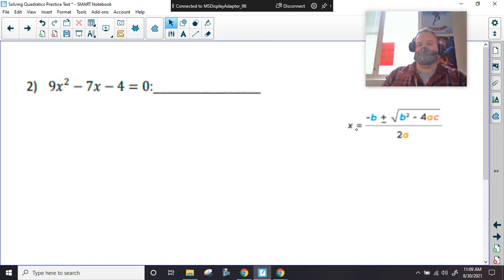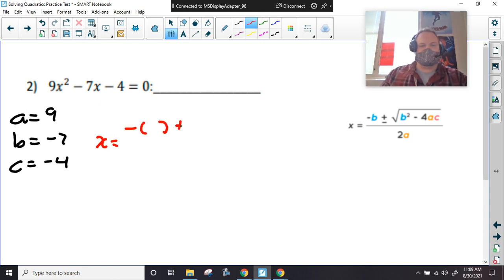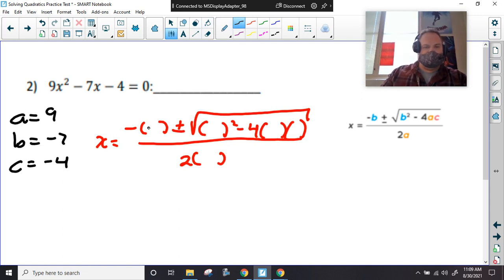Now, there's the formula. So I have to find my A, my B, and my C. So A is 9, B is -7, C is -4. All right. I'll try to write a little bit neater. No promises, though. I said I'm going to try. We all know that my handwriting is kind of atrocious. I'm putting in the effort. It's going to be on the board.